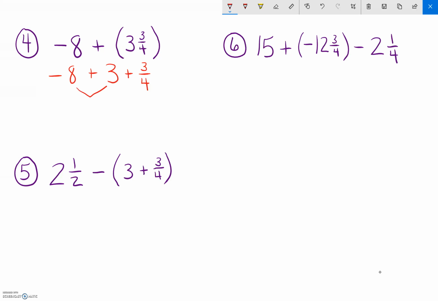This is negative 8 plus 3. So it's addition with different signs, meaning you would circle the greatest absolute value and subtract. 8 minus 3 is 5. And in this case, it's going to be negative because we have a circled integer that is negative. We're going to bring down the rest of the problem plus 3/4. And so this is negative 5 plus 3/4. We're going to use a number line.